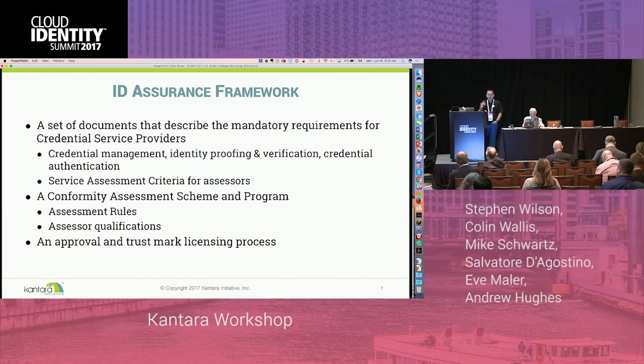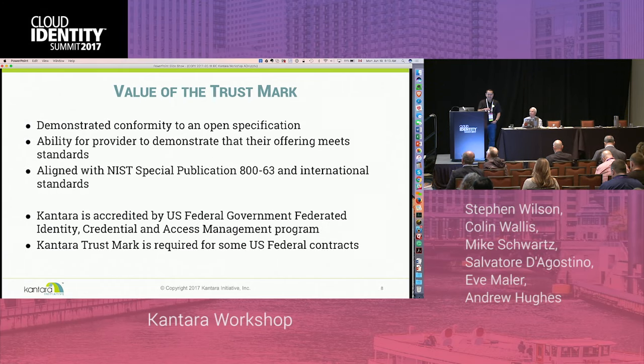The general flow is an assessor is engaged by a credential service provider who goes through an assessment. The assessor provides a statement of conformity, which expresses that the CSP conforms to the specifications with any non-conformities, right? So any gaps that need to be filled. And then the approval boards can approve that and get a trust mark, which the CSP can put on the website. Okay? As an incredibly fast overview of that.